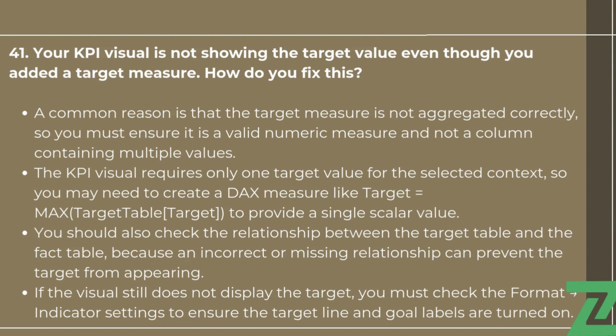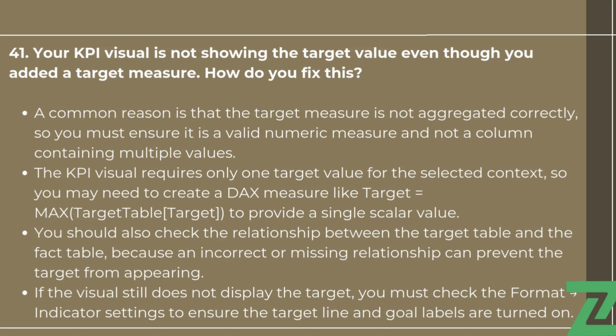41st question. Your KPI visual is not showing the target value even though you added a target measure. How do you fix this? A common reason for a KPI target not showing is that the target value is not aggregated correctly. Power BI needs a single numeric value, not a column with multiple rows. To fix this, create a measure such as Target equals MAX of Target Table Target. This gives the KPI visual one clear target value to use.